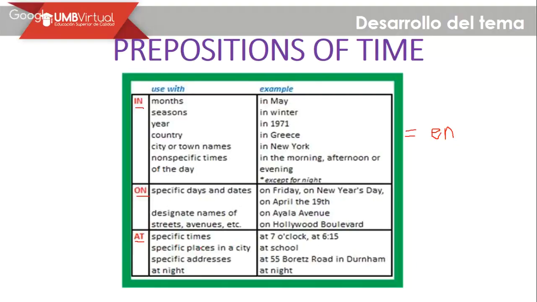We use at for specific times. For example, when we're going to say an hour, we use at 7 o'clock, at 6:15, or quarter past six. Also specific places, but more specific than a street. And we use at when we are going to talk about night, like in here.